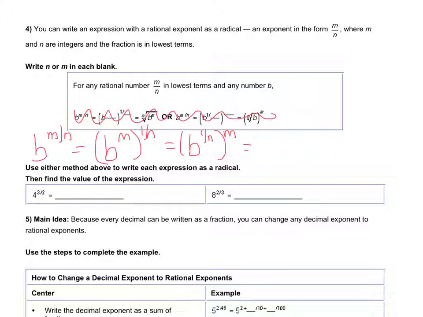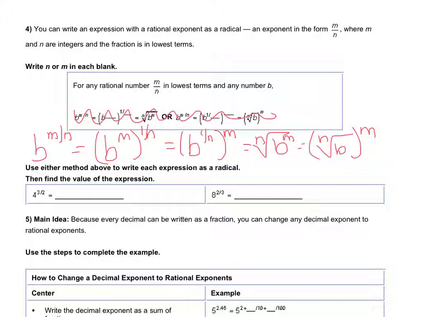Or I could write it as the nth root of b with an m on the inside. Or I could write it as the nth root of b in parentheses with an m on the outside. So all 5 of these ways are the exact same way of writing the exact same thing.